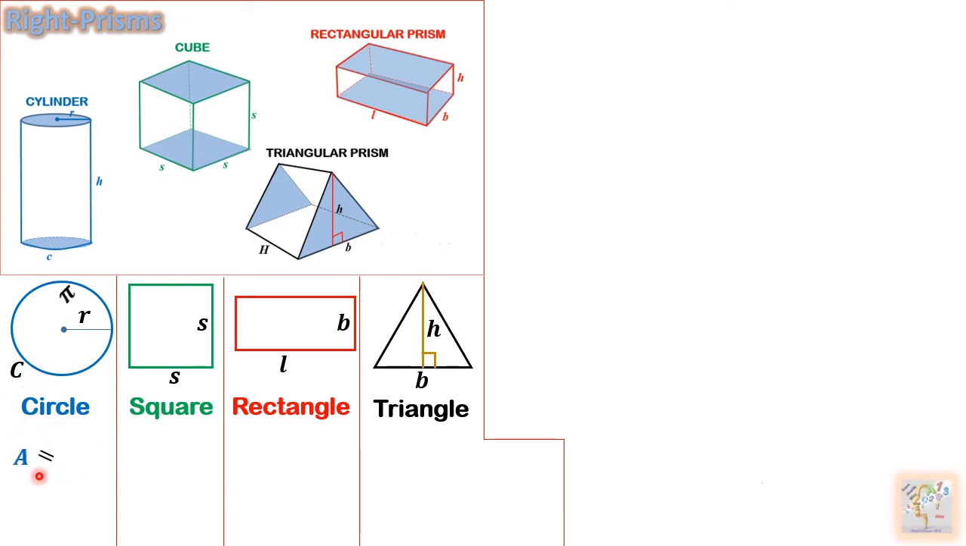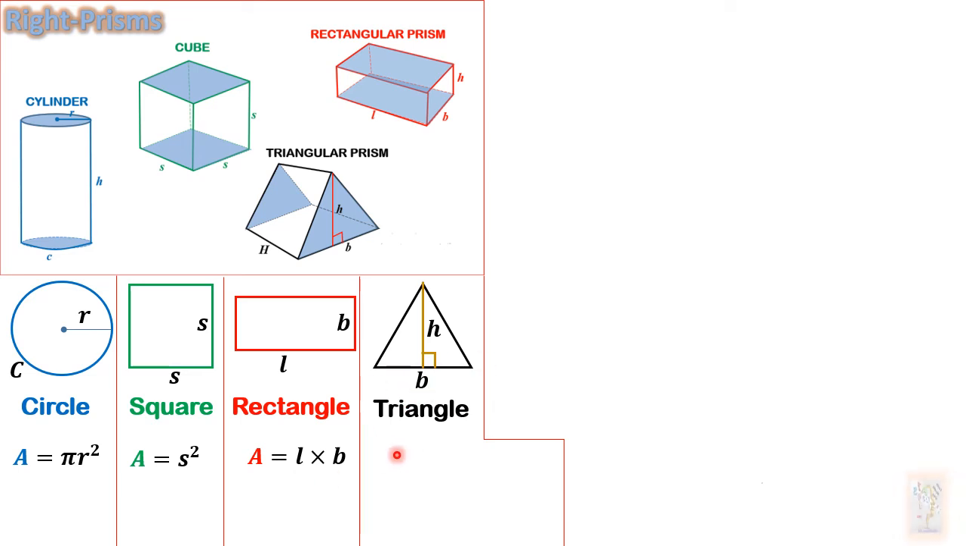Yes, area is equal to pi r squared, okay? And then for the square, yes, you are with me. Area is equal to side squared. And then what is the formula to calculate the area of a rectangle? This one is simple, okay? Yes, correct. That will be the length multiplied by the breadth.